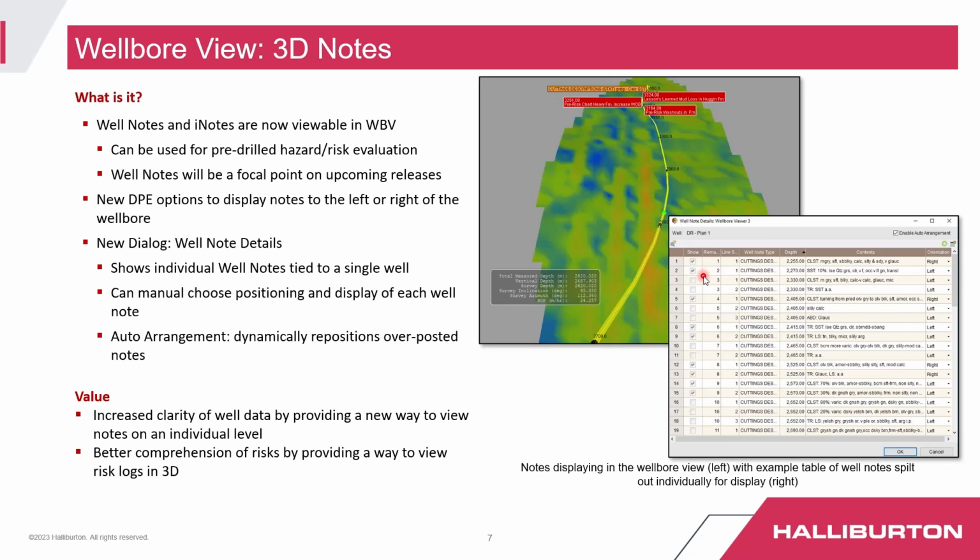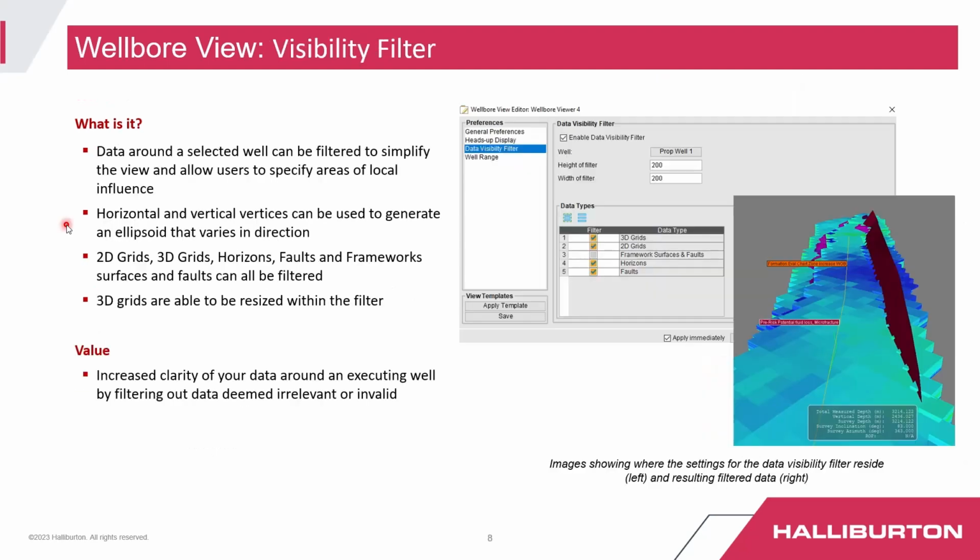All this ties back to displaying your risks and understanding those risks in a pre-drill scenario while you are executing your well. Now let's have a look at the visibility filter available in the wellbore view. The idea behind this is to filter your data around your currently executing well, based on relevant information as deemed by the user. So, we have two different parameters we can set for the filter lateral extent here, which are the width and the height of the filter.